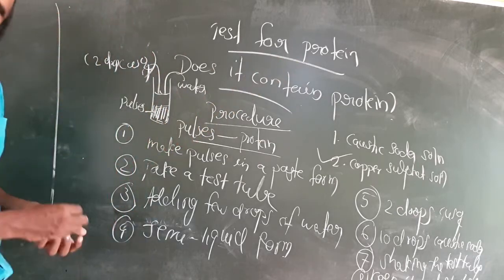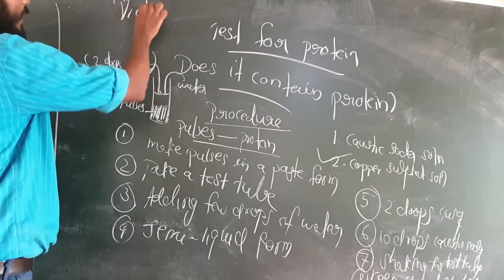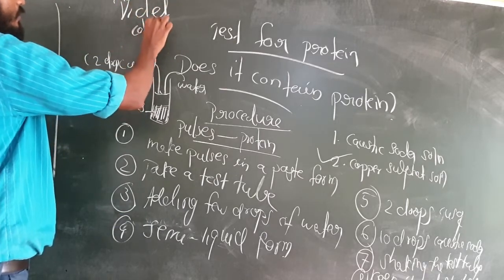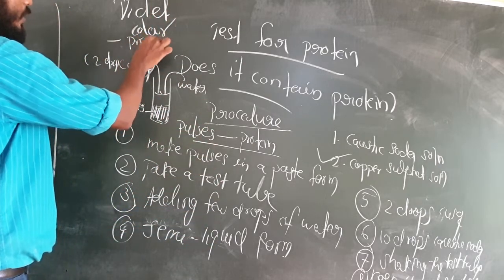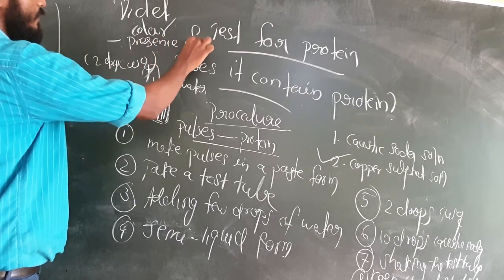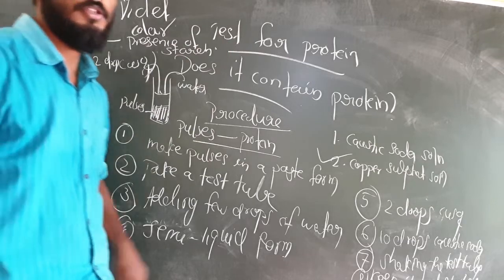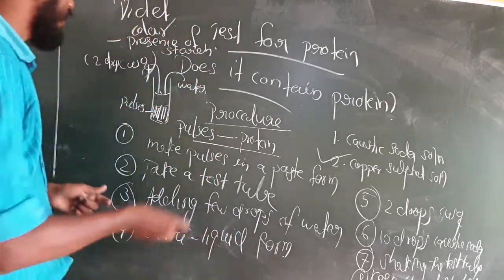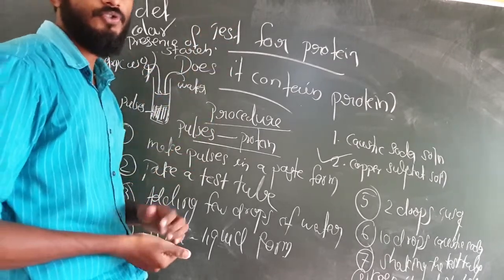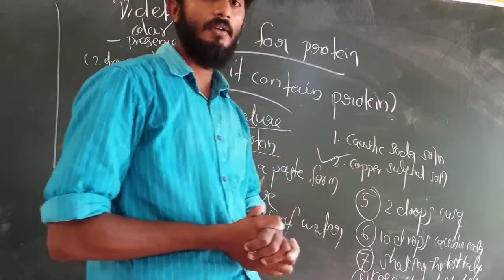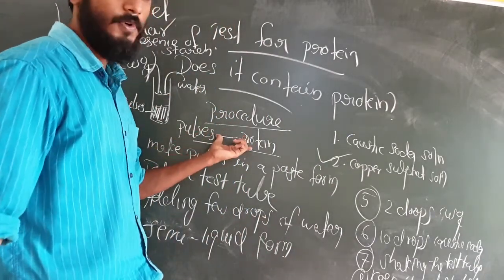So after some time, if we see a violet color, we can identify the presence of protein. And if there is no color, what we can say, there is no protein. Clear? So once again I am telling you the procedure included in the test for protein.